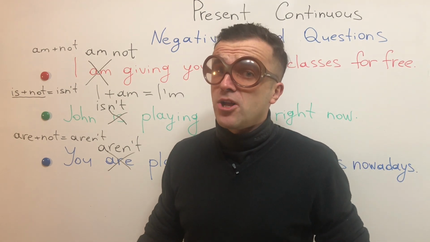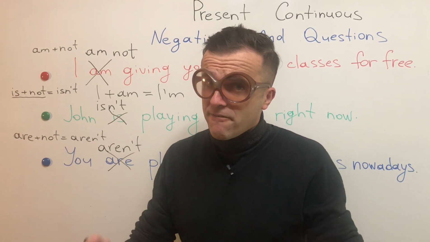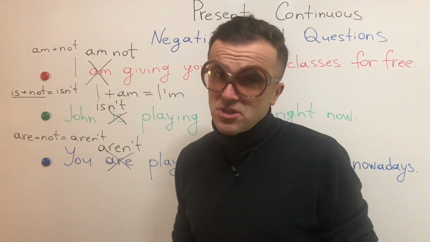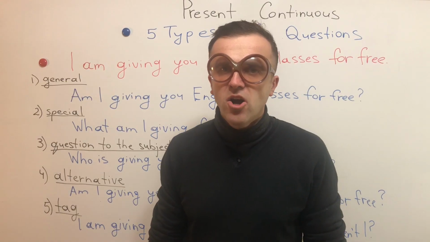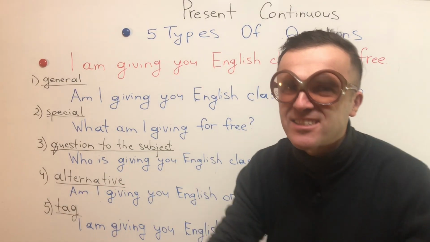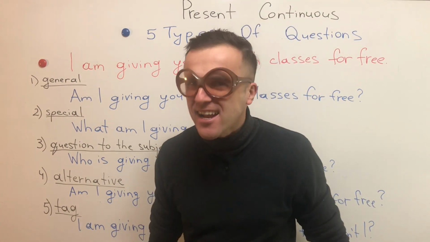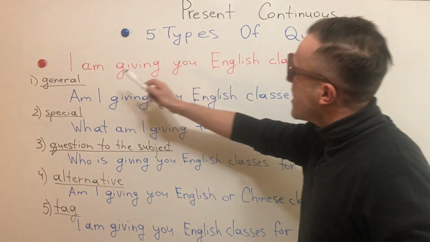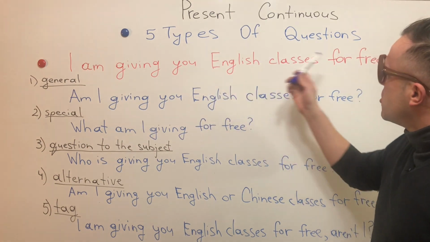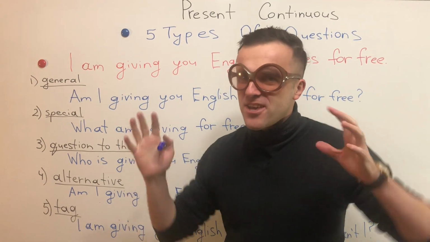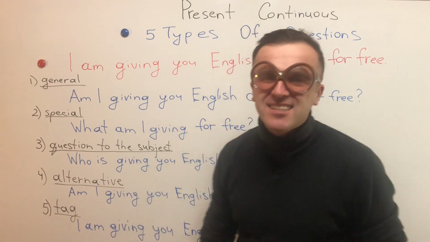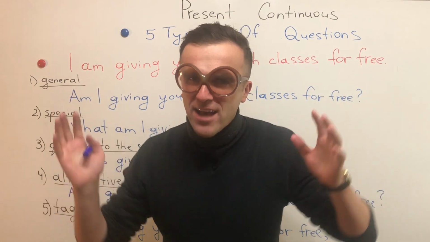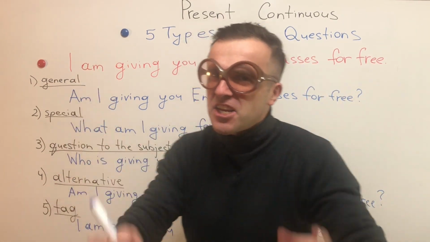So now we'll move on to the second part of our video about the questions in the present continuous. Okay guys, so let's move on to the questions and I'll teach you how to form the questions, alright? So let's take the same example as we took before. Here is this: I am giving you English classes for free, alright? So this is a positive sentence and our task is to make up 5 sentences. I will give you 5 types of questions in the present continuous, alright?